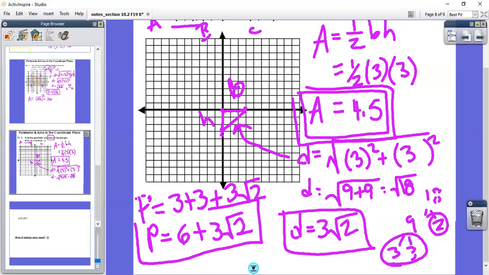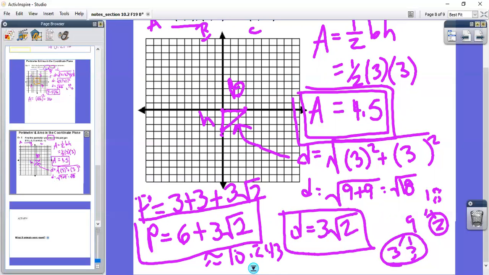But you can leave your answer like this, or you can find out what the decimal is. So I'm about to plug that into my calculator. I've got 6 plus 3 square root 2. And in my calculator, it's given me approximately 10.243 if you're interested in what that decimal is.